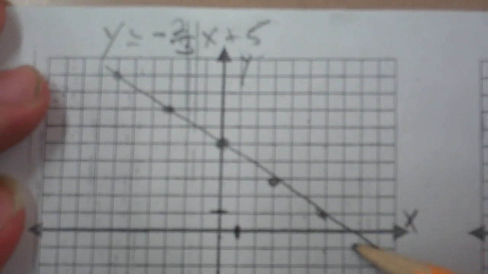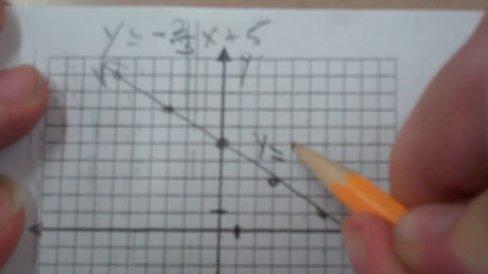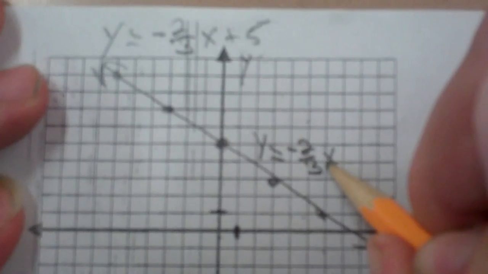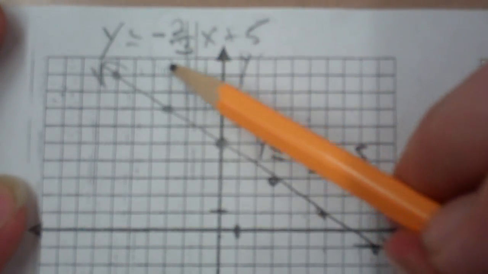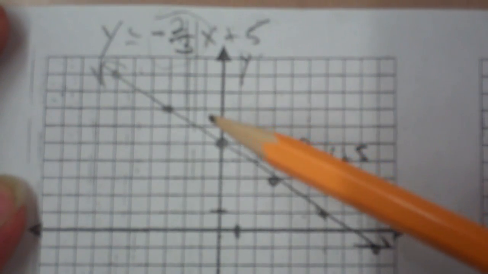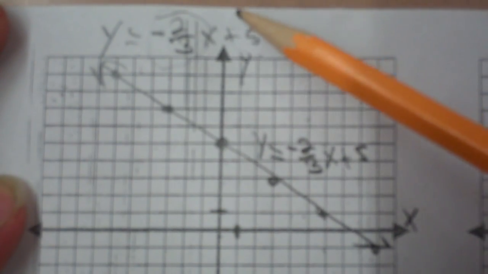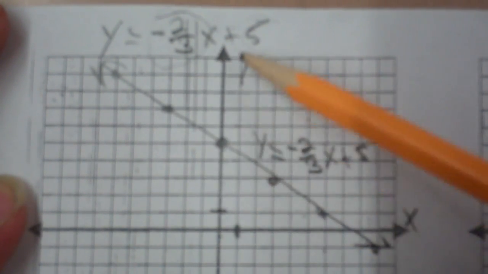We're going to go ahead and connect those points, and here we have a very nice graph of the line y equals negative 2 over 3x plus 5. Notice that the slope is negative and the line is slanting down. If the slope was positive, the line would be slanting up. And remember that the y-intercept, that's the place where the graph passes through the y-axis.